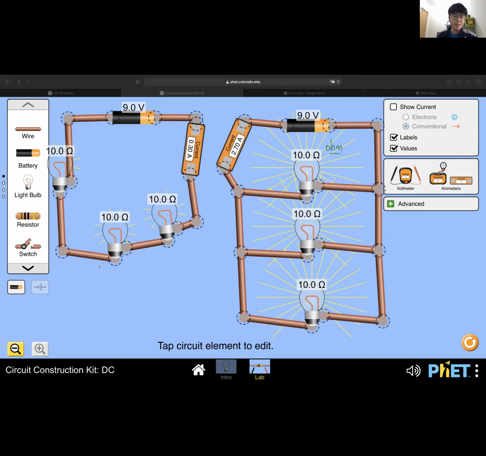Okay, so which one, again, has the higher resistance? We are talking about the overall resistance of the circuit. For the series, the overall resistance, I'll call it total resistance, is higher. So what happens if resistance is high? Current is lower. For the parallel circuit, total resistance is lower, so current is higher.